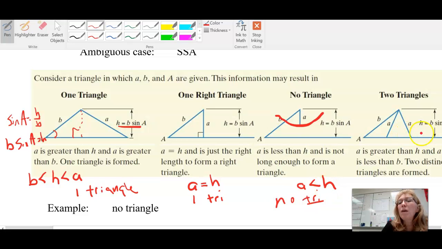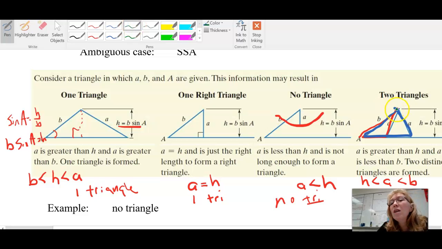This one's probably my favorite. If A is greater than the height, but it's less than B, so it's less than this side but bigger than this side, you get two triangles. You get this smaller one right here, and then you also get the larger one right here. What I think is very interesting is that the triangle calculated by the A is an isosceles triangle, and we can use that to help us solve both of those triangles.